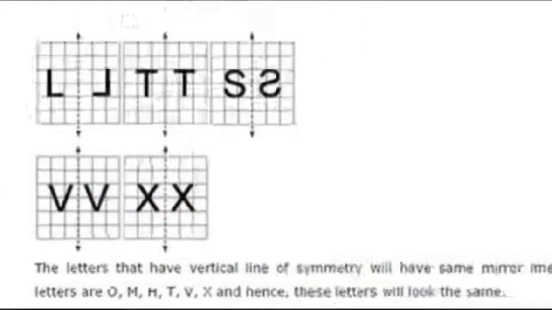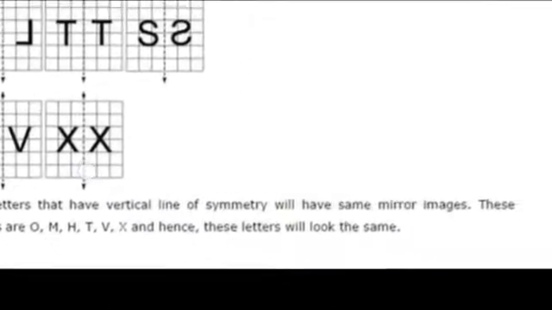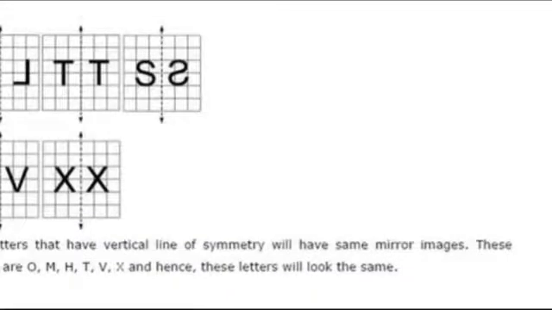So students, ultimately what we confirm is that the letters that have vertical lines of symmetry will have the same mirror images, and these letters are O, M, H, T, V, X, and hence these letters will look the same even in their reflections.